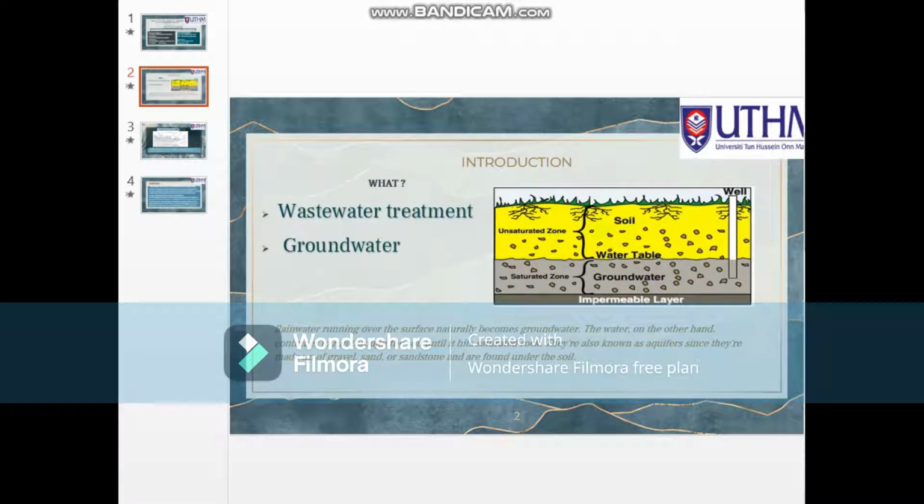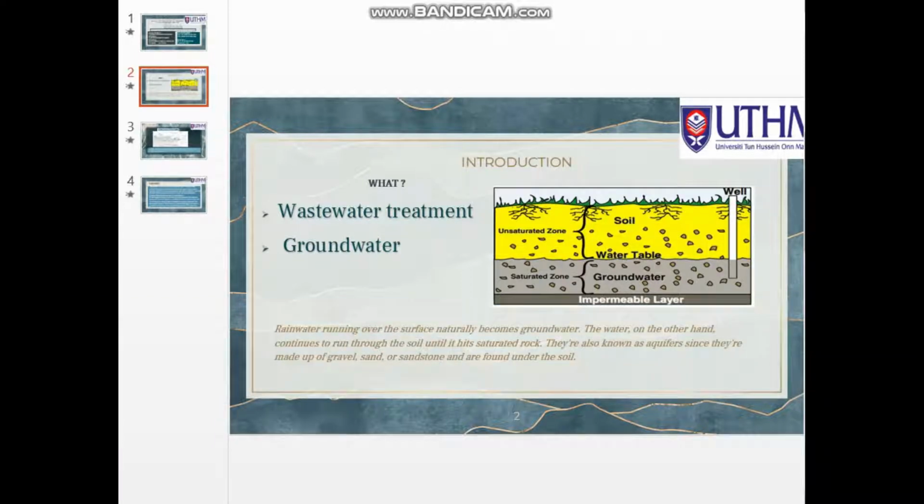So this is the introduction. We are talking about what is wastewater treatment and groundwater. Wastewater treatment is the way towards changing wastewater that is discharged or is not usable for use again into water that can be released again. Distinctive stages or sequences are involved depending on the various nature of the water and its planned last use.